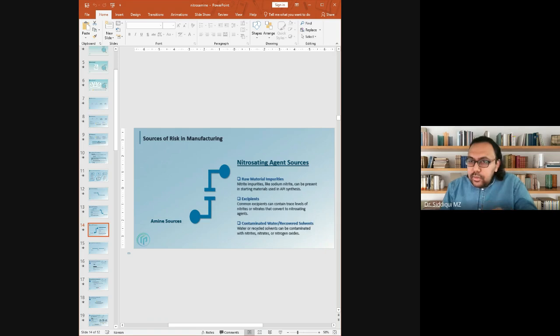What are the nitrosating agent sources? Raw material impurities like nitrites, such as sodium nitrite, may be present in the starting material used in API synthesis. The excipients: common excipients may contain higher levels of nitrites or even traces, which can be converted into nitrosating agents. And contaminated water or recovered solvents can be one of the sources also.